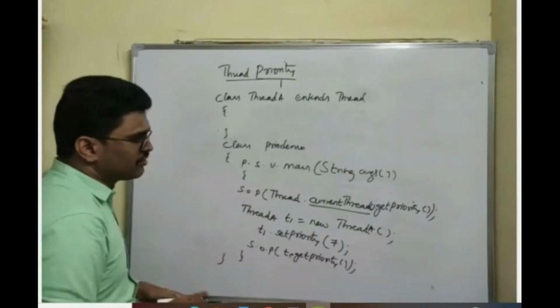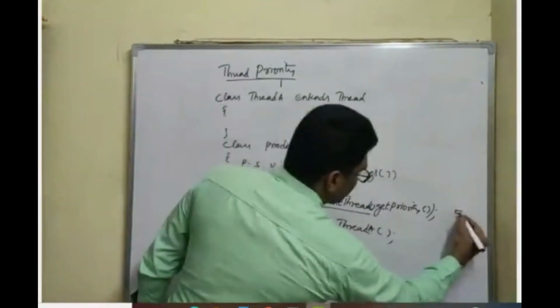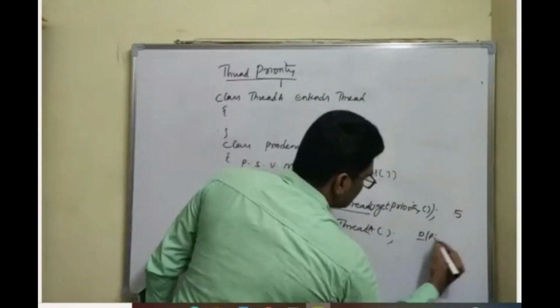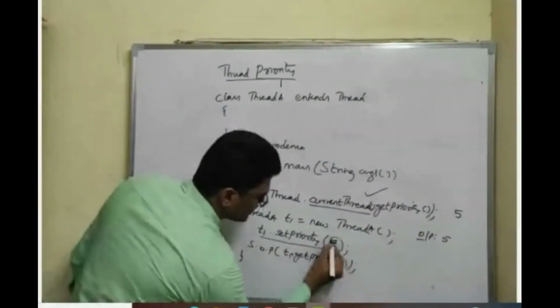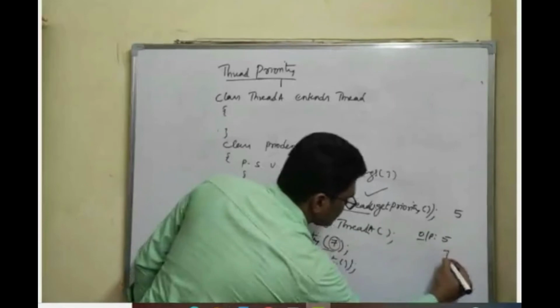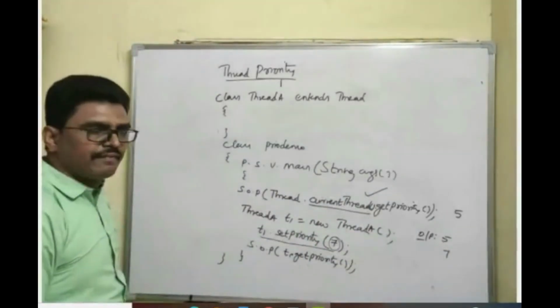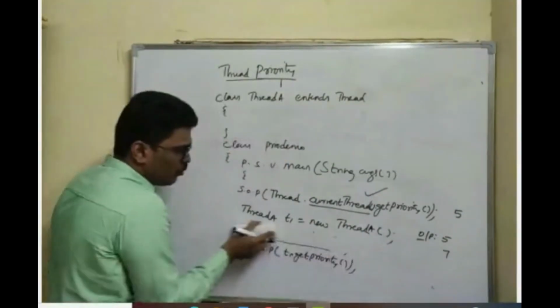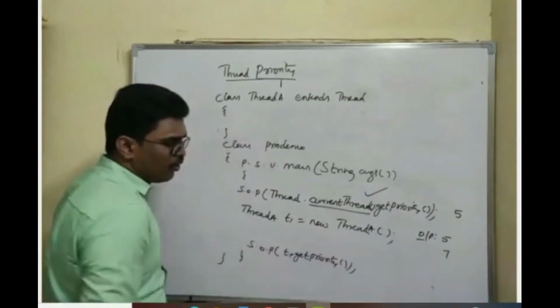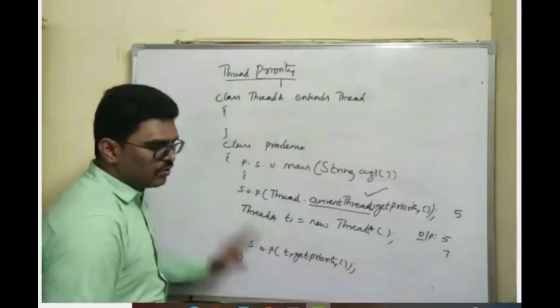Now the default priority for your main thread is 5. What is the output you will be getting? Here we will be getting 5. Here I am setting the priority as 7, so I'll get the values 5 and 7. Now if I don't set this, what happens?